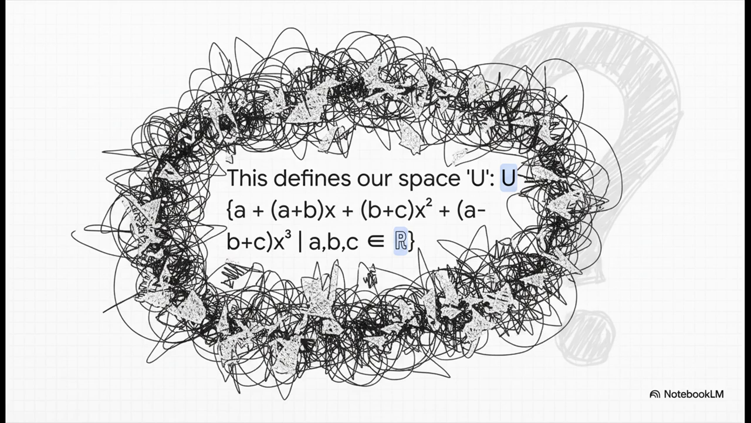Whoa. Okay, so here's our first piece of code. Now, at first glance, this looks like a total mess, right? It's defining a space of polynomials, but it just seems like a jumble of letters and pluses and minuses. How on earth are you supposed to make sense of this? This is our space, U.